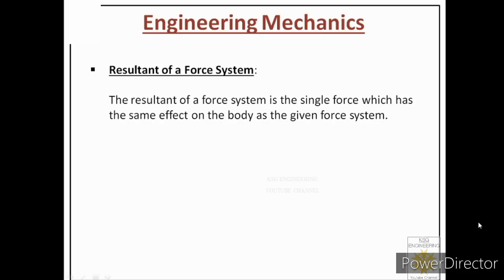First of all, we will talk about resultant of a force system. The resultant of a force system is the single force which has the same effect on the body as the given force system.